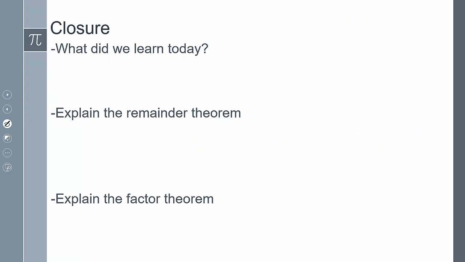So what did we learn today? We learned a few polynomial theorems. We learned the factor theorem, which basically states that you can factor a polynomial. The factors are written as x minus c, and your remainder is going to be 0. Then we talked about the remainder theorem, which basically says if you divide your polynomial by x minus c, it's the same as if you just took c and plugged it into your polynomial. You can find the remainder in both ways.